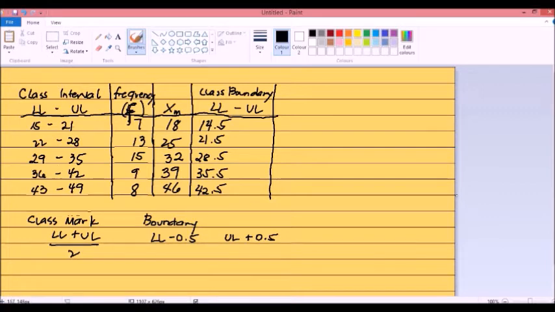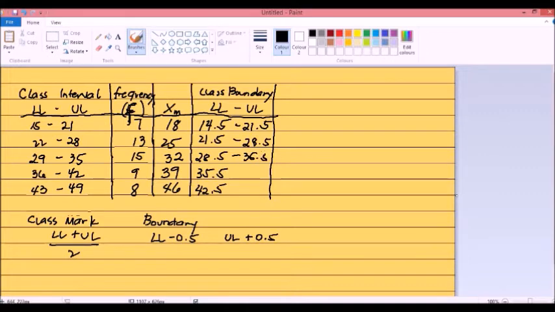So 21 plus 0.5 is 21.5. If you notice, the upper limit is the same as the lower limit of the next group. So we can just copy it: 21.5 to 28.5.